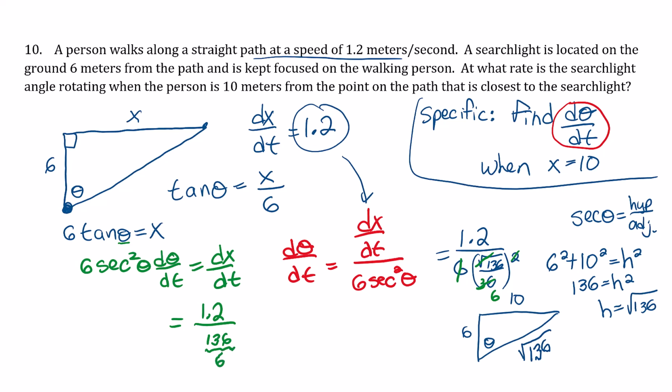Okay, let's go ahead and flip that over. So we've got 6 over 136. And then we'll put that in the calculator and we'll approximate to 3 decimal places. So 1.2 times 6 divided by 136 is 0.053 to 3 decimal places, radians per second.